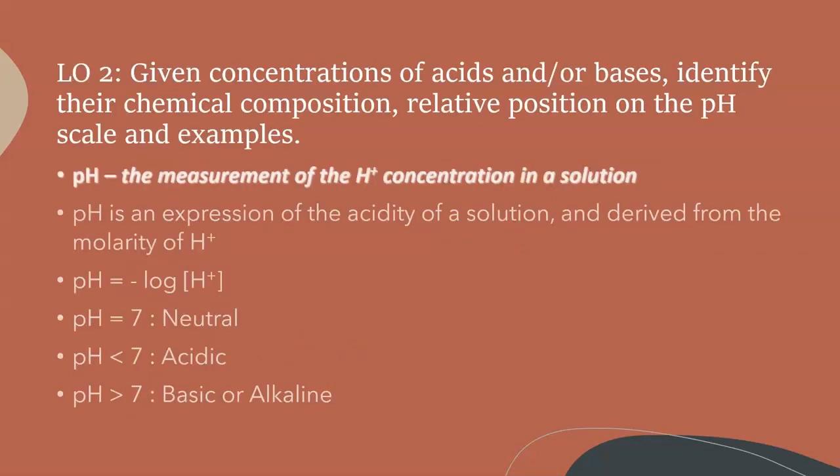Okay, learning objective 2. If I gave you concentrations of acids and or bases, I would need you to identify their chemical composition, relative position on the pH scale, and do some examples. So let's talk about pH scale. You may have heard of it before, talking about, oh, this is acidic, or this is basic, okay, or this is neutral. So pH is the measurement of the protons, or the hydrogen ions, concentration in a solution.